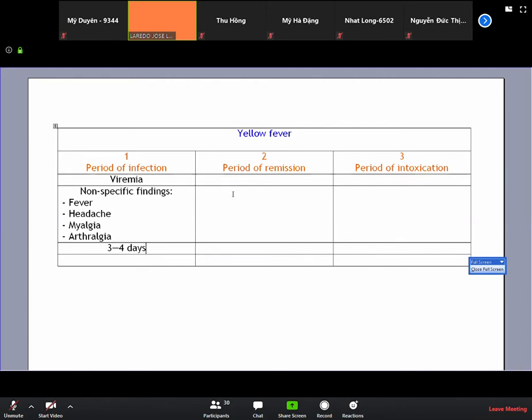What happens after that? For most people, around 85% of people, they improve very much, and these symptoms disappear. So most people recover. This is the most common outcome: improvement, recovery. The most common outcome, 85% of patients. However, in about 15% of patients, they will become very severe. This is the period of intoxication.